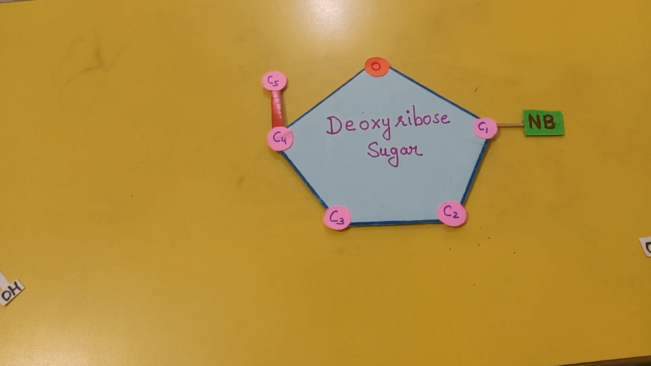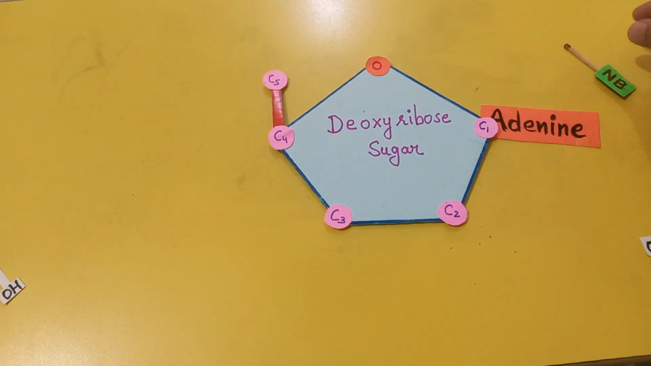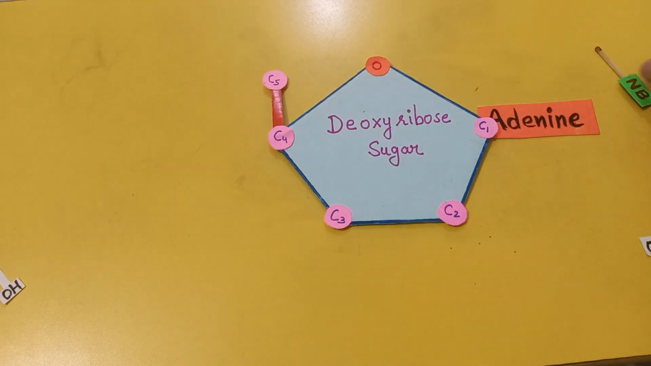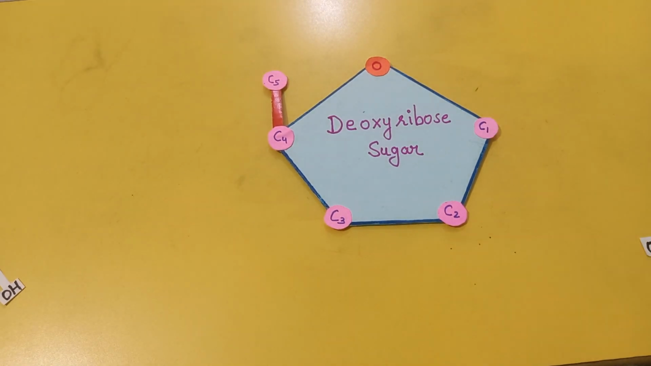Okay, in the case of DNA it will be deoxyadenosine. In guanosine it will be deoxyguanosine. Fine. If there is adenine, it will be deoxyadenosine. Okay, if there is cytosine, this will be deoxycytidine, as it is a nucleoside.